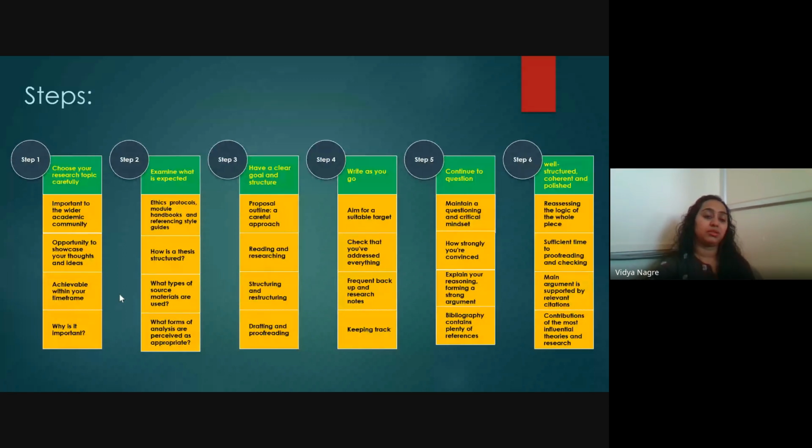But government official reports, you can definitely use, but in your bibliography, you have to cite that out. So you have to be aware about it. What forms of analysis are perceived as appropriate? This is also very important.